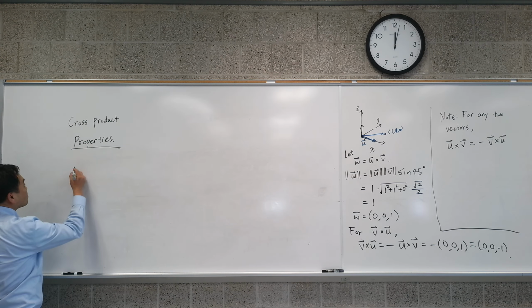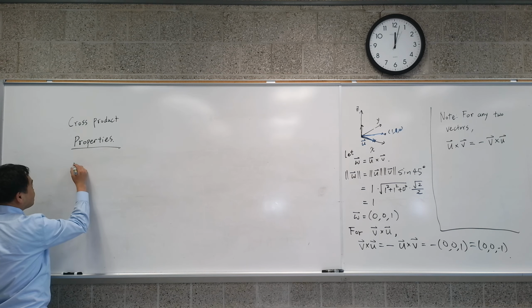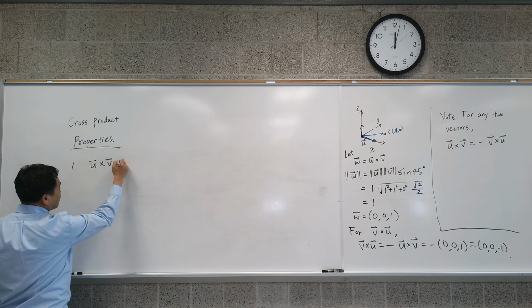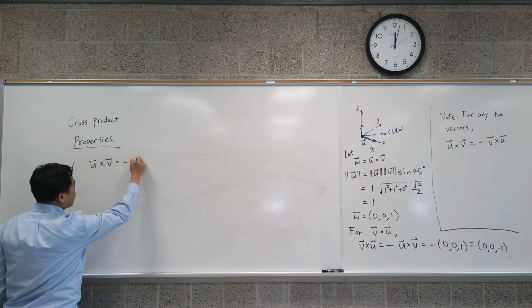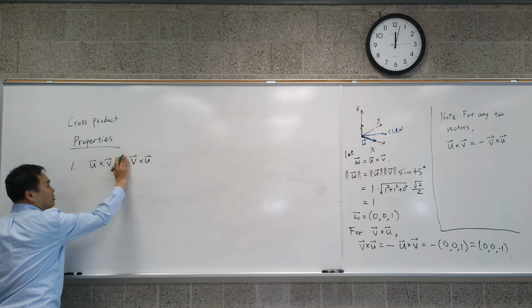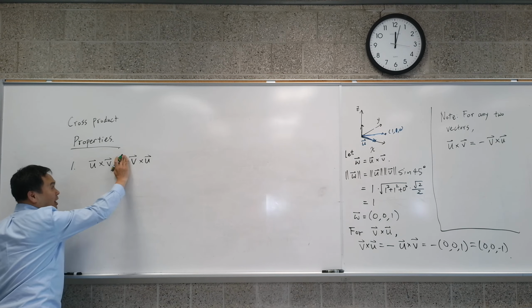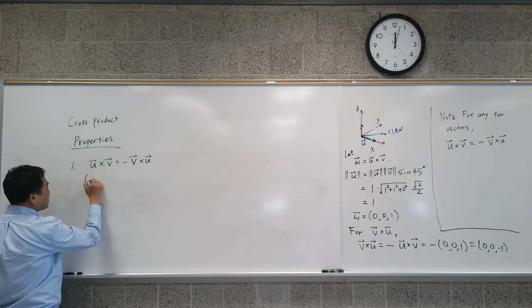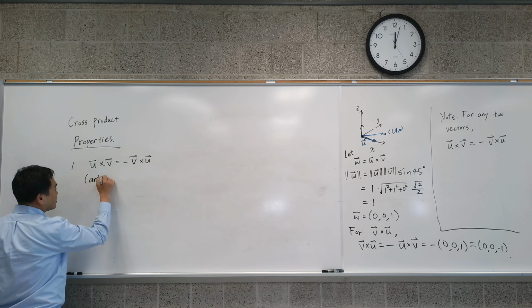So the first one is what I just said. u cross v is equal to negative v cross u. If this didn't have a minus, then we would call this commutative. But since it has a negative, we call it anti-commutative.